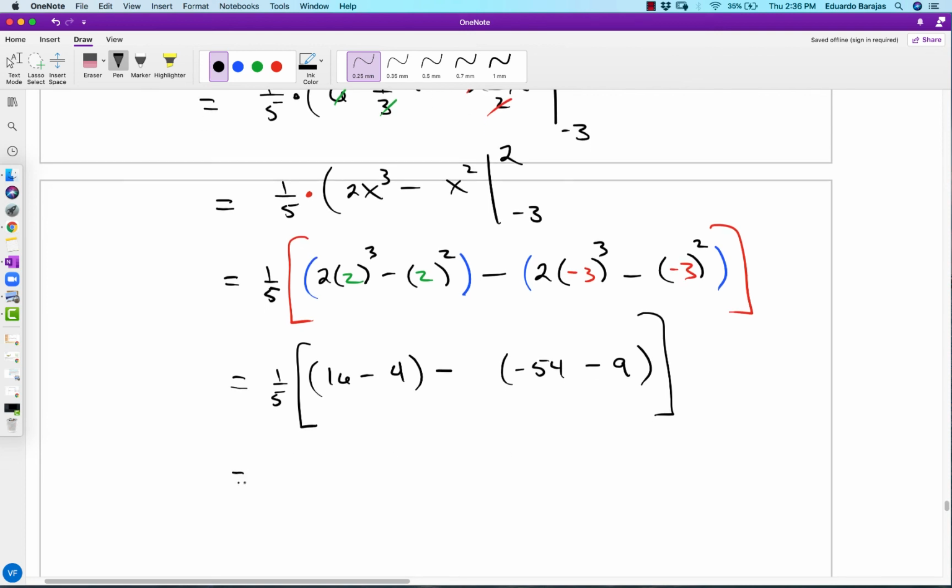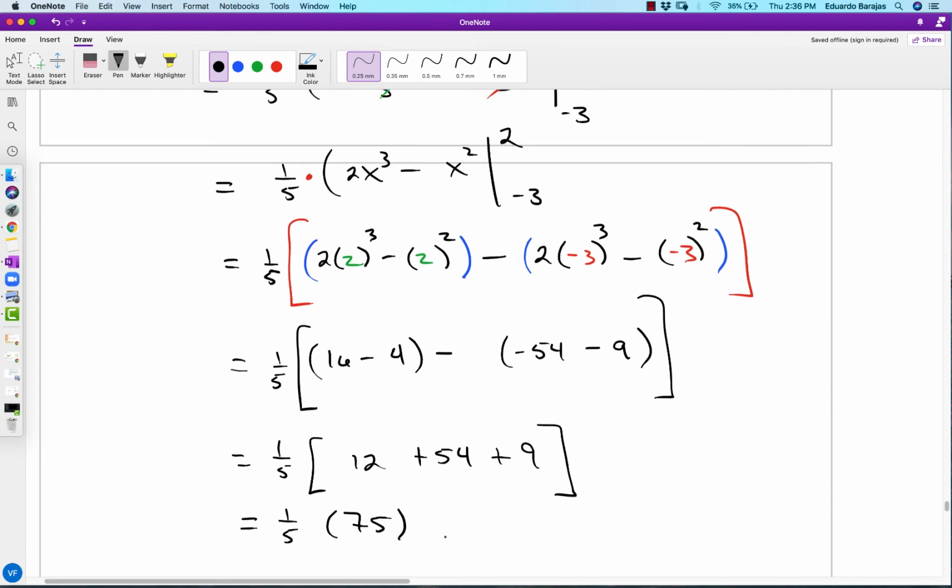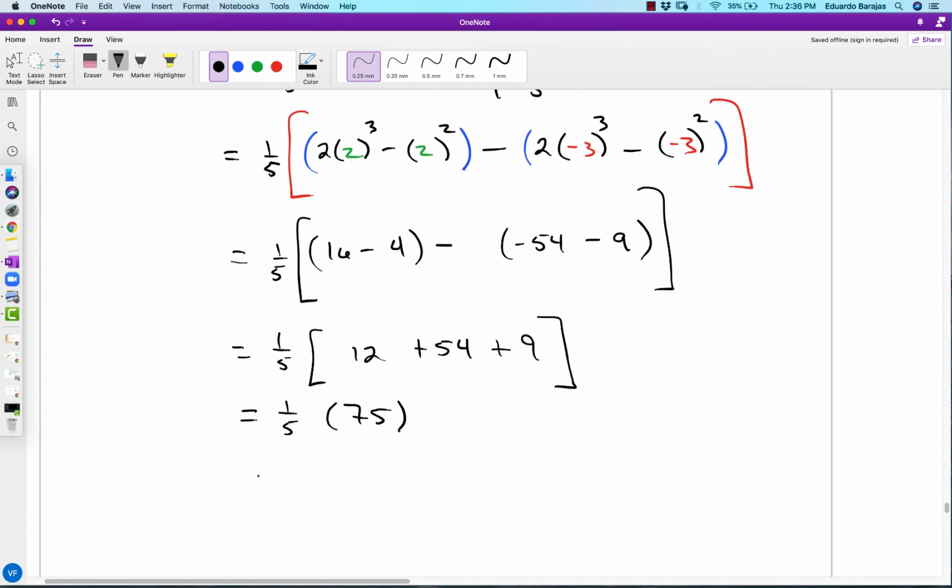Okay. So then this becomes 1/5 times, and then 16 minus 4 is going to be 12. Minus becomes +54. Minus becomes +9. So 12 plus 54 becomes 66, plus 9 gives 75. We get 1/5 times 75, which then becomes 15.